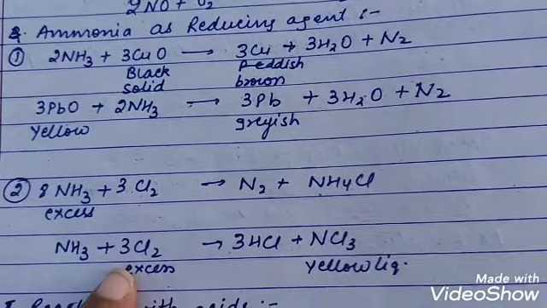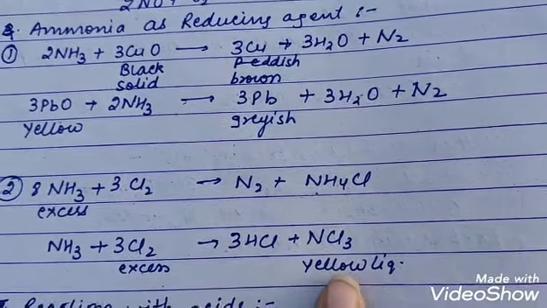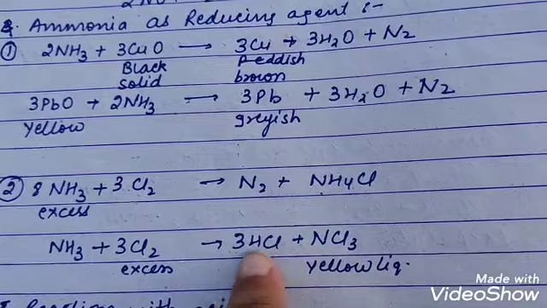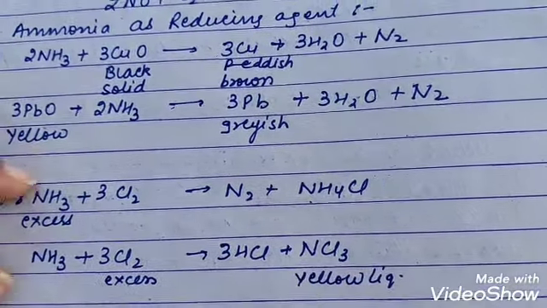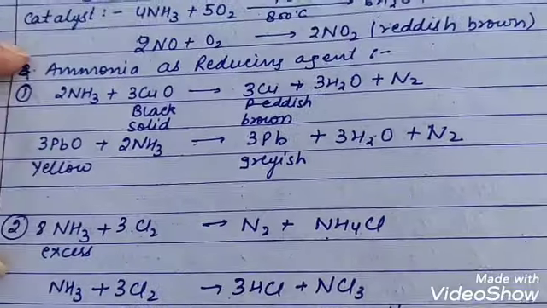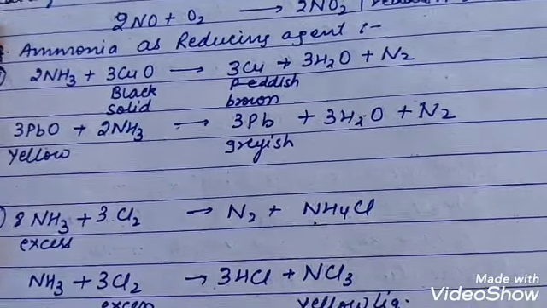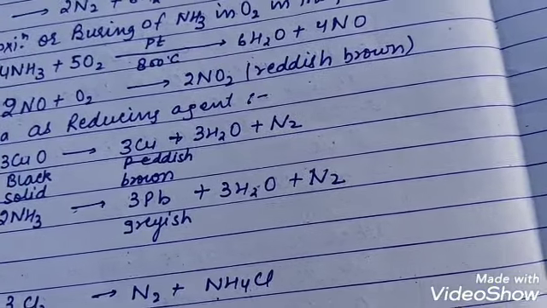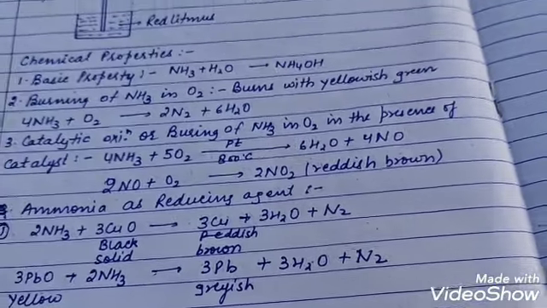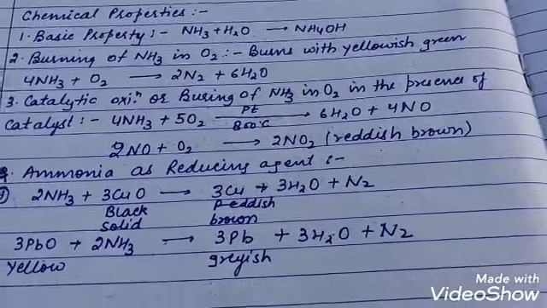Chlorine is in excess, means chlorine is more. So hydrogen chloride and NCl3 are both chlorinated products. All right, remember this in this way. These four reactions are very important. Means this catalytic oxidation is also important, all these reactions are very important. Learn them properly. All right.